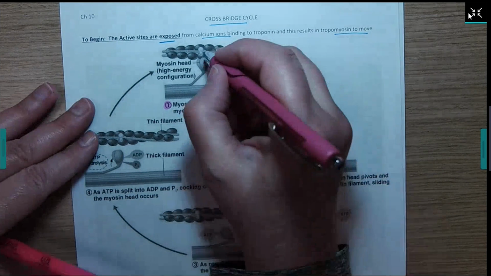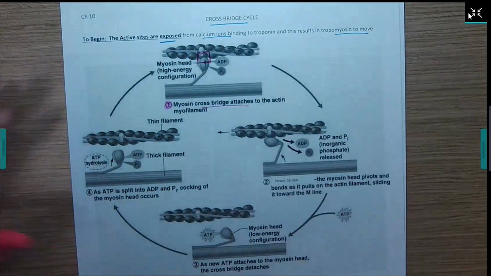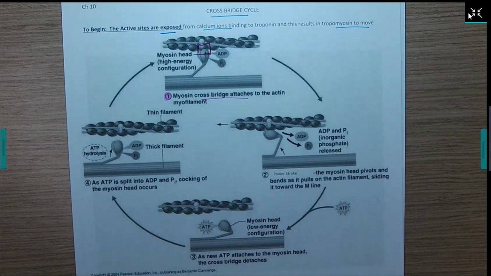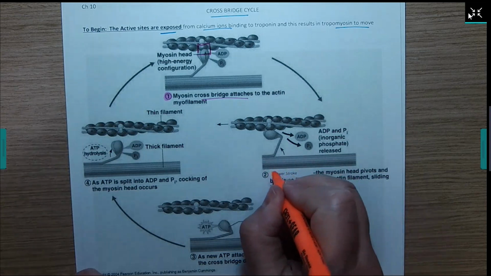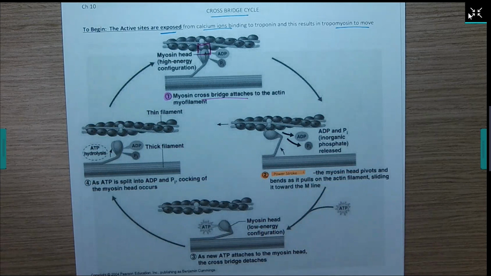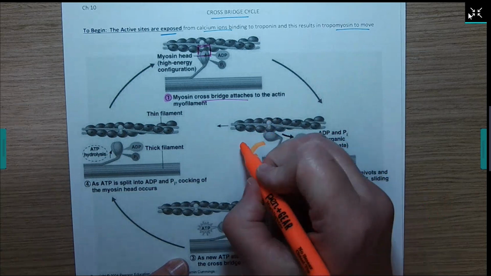So if you notice, we have cross-bridge formation. So after the active sites are exposed, we have cross-bridge formation. The next thing that happens, and I want y'all to notice this because I kind of typed it in as a different kind of thing, we have step number 2, which is called the power stroke. The power stroke, which is the myosin head flexing.